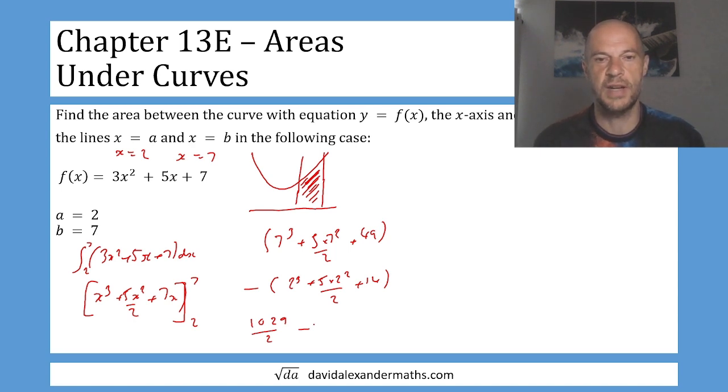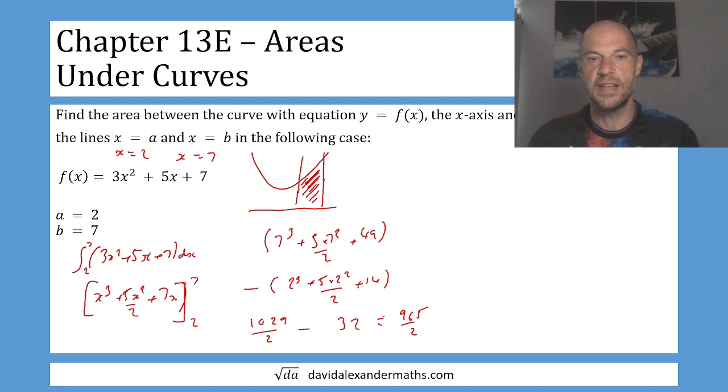So 2 squared over 2, that's just 2. So plus 5 times 2, so plus 10, plus 14, and that is 32. So it's 1029 over 2, subtract 32, and I'm getting the answer of 965 over 2. So when you're doing A-level maths, you need to show all these calculations here.